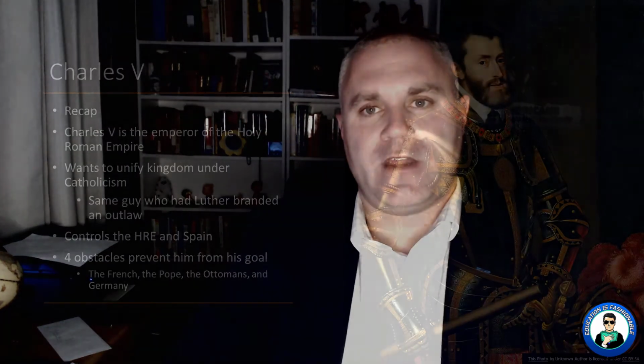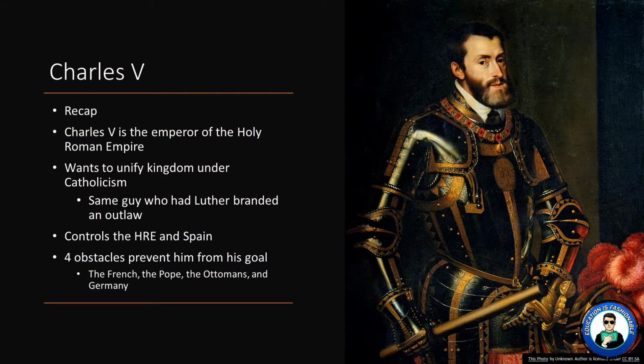First thing we need to know, let's get some recap here. We've got Charles V. He's the Holy Roman Emperor, as I said earlier. He wants to make sure that his kingdom is united under Catholicism. Also, you should be aware that Charles V is the ruler of Spain. He was able to do that through dynastic marriages.